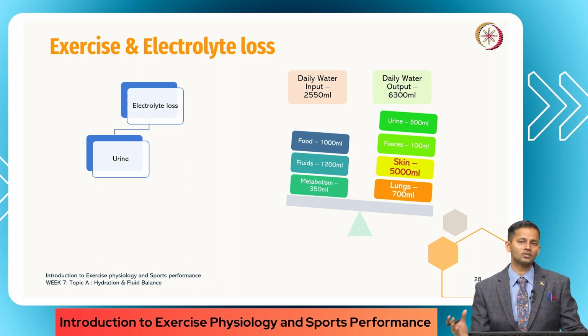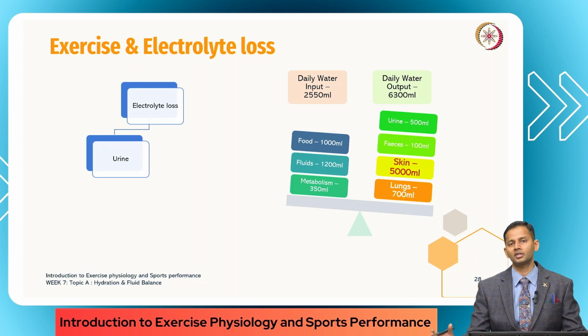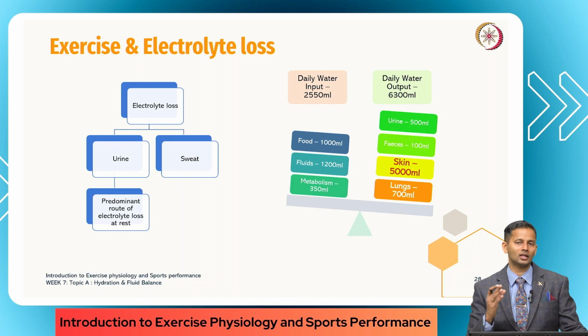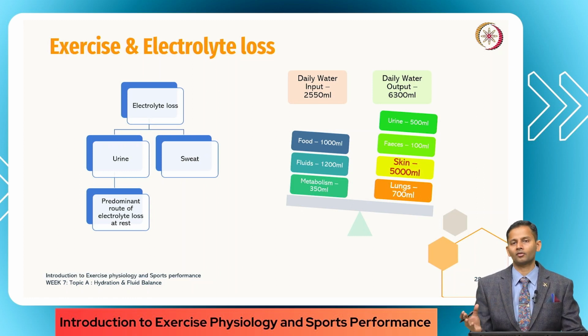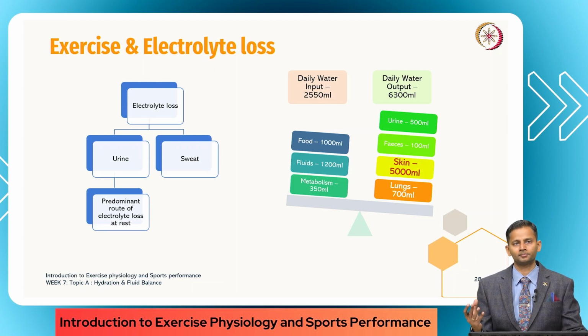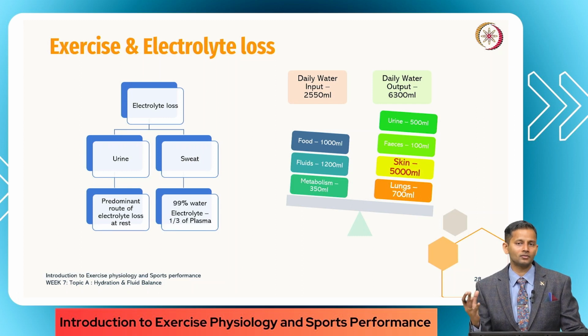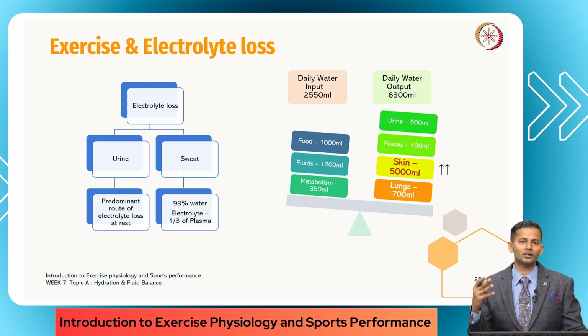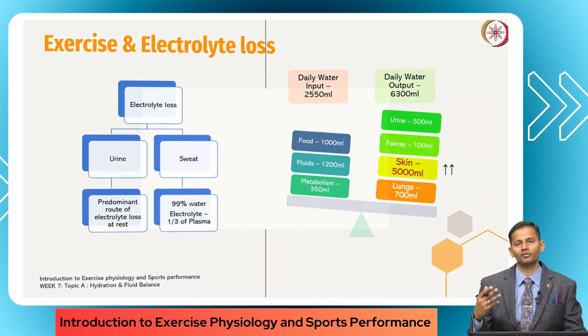So let's focus on the electrolyte loss. It happens through mainly two mechanisms: one is urine, the other is sweat. Urine is the major contributor to electrolyte loss during rest. When you are not doing any activity, the majority of the electrolyte is lost through urine, and the kidney controls that. Whereas when you exercise, we have seen that there is a massive increase in sweat loss. When the sweat rate increases, you lose a lot of water, and in addition you also lose some amount of electrolyte.